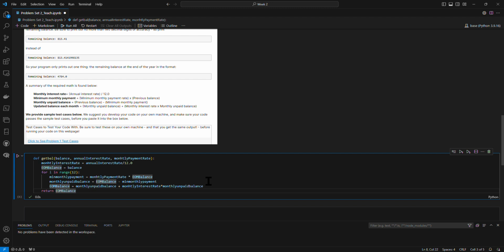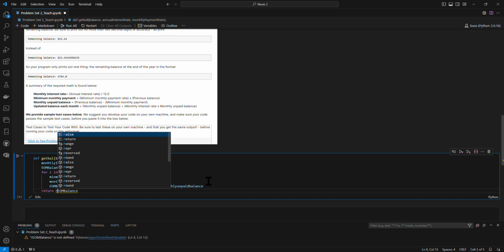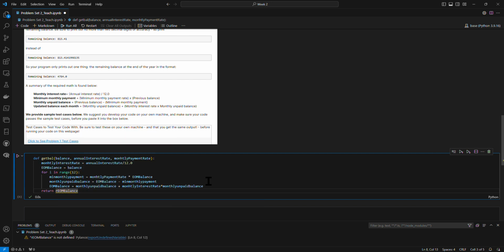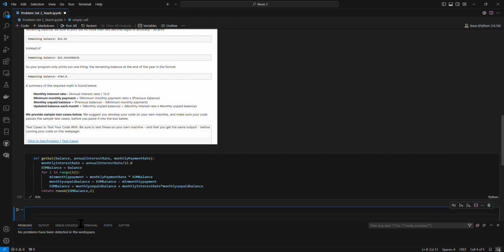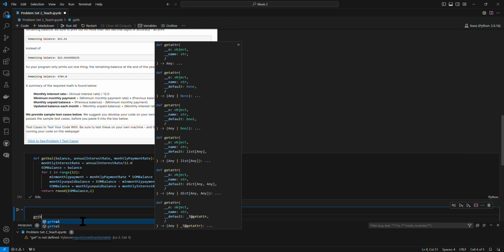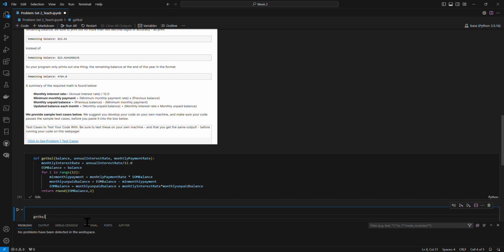Is this the correct way to return it? No, because we are supposed to return a figure rounded to two decimals, correct? Therefore, we need to use round by 2. That's how we do it. Next step, we need to call get balance, and this is our test case: 42, comma 0.2, comma 0.04. Let's see if it works.